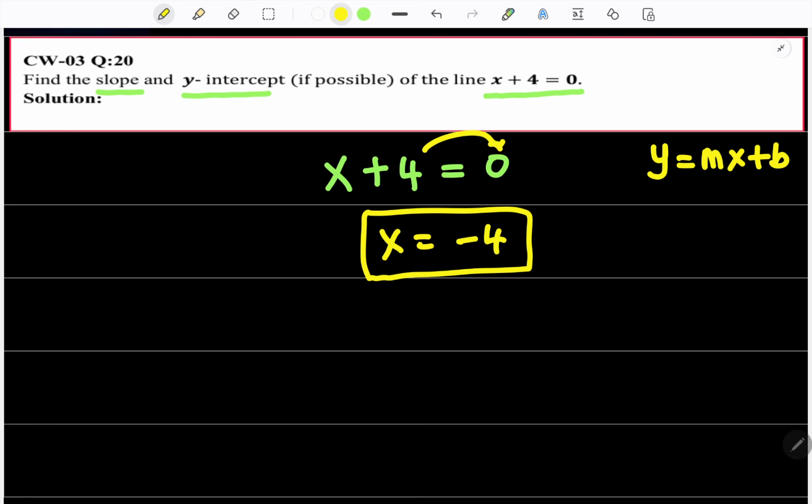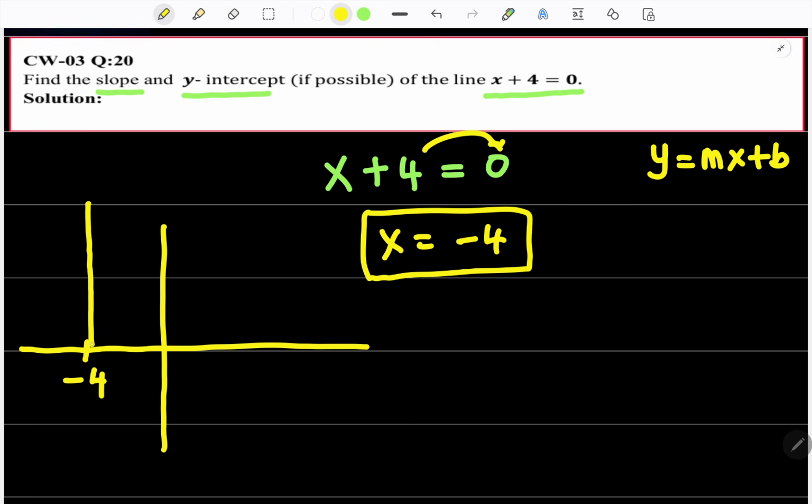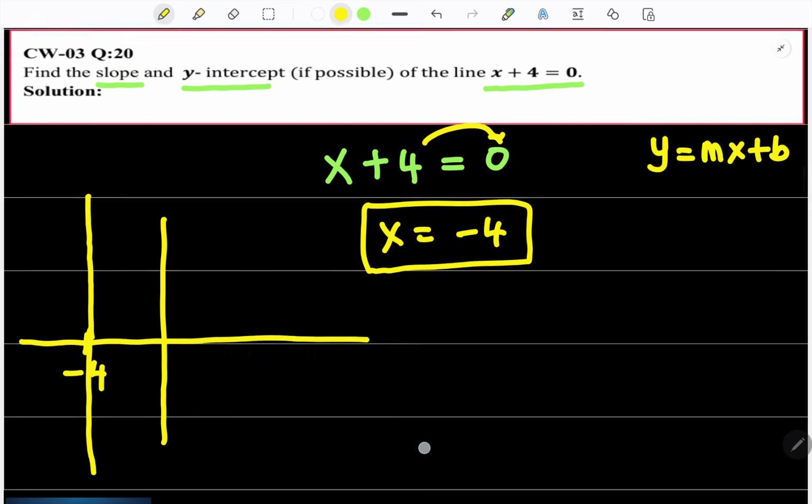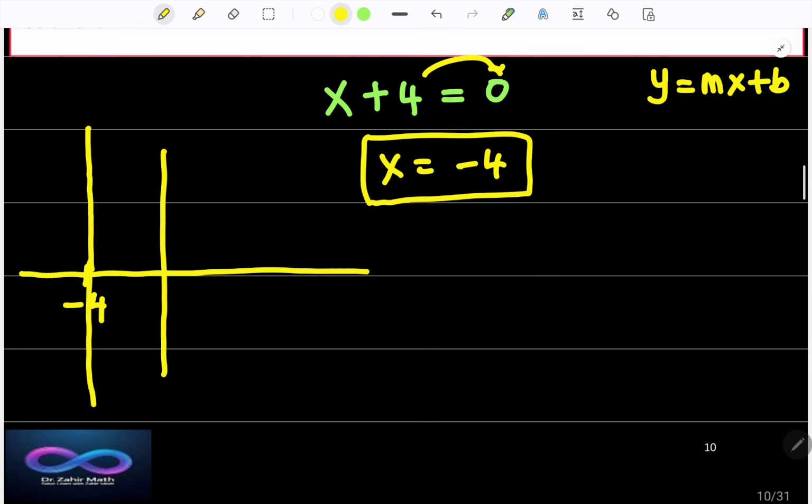When x equals negative 4, what does it mean? The value of x is minus 4 for every point on this line. So let me draw a small sketch here. Where is x equals minus 4? Here. X equals minus 4 is nothing but a line, right? For example, if you take minus 4 comma 0, minus 4 comma 1, minus 4 comma 2, something like that.